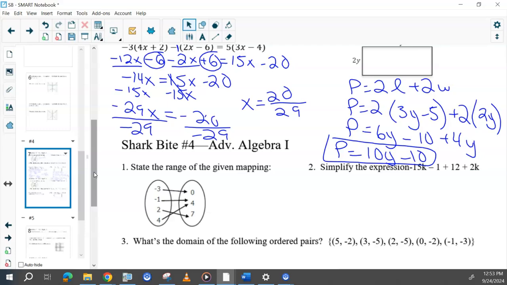I'm going to show you guys your Delta Math. You guys had 3 Delta Math assignments that were due on Friday.